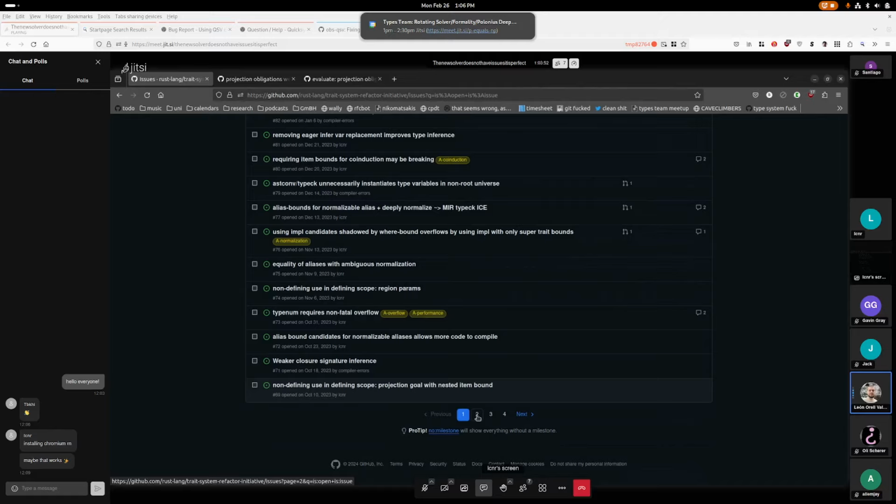In general, the new solver solves a lot of issues related to overflow, right? I know a lot of issues get solved by the new solver because we don't overflow anymore on the projection goals, etc. And that's probably because we just normalize less, I suppose, because we just structurally normalize or something. So, okay, I think that's not quite right.